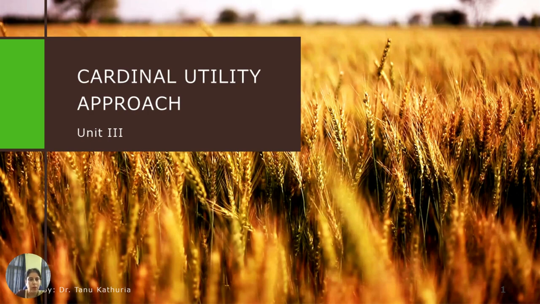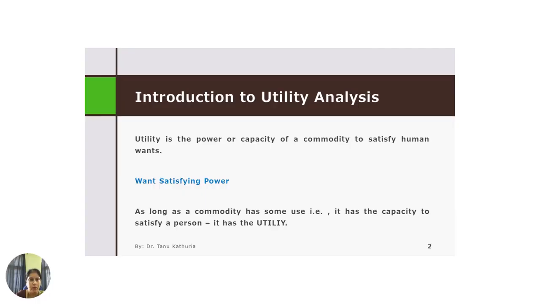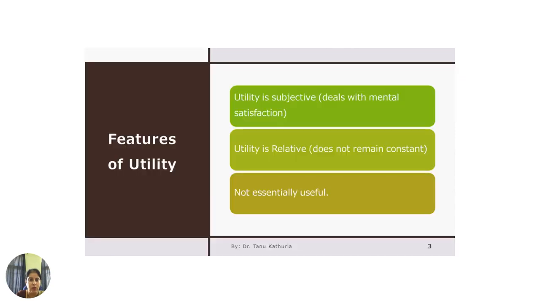Hello everyone. Today we are going to study the cardinal utility approach, another way of finding out how we calculate utility. In the introduction of this concept, let me introduce you to the concept of utility. Utility is the power or the capacity of a commodity to satisfy human wants. So we can say it's the want-satisfying power. But can we actually measure it? Can we actually see how satisfied I am? That's the whole concept we are going to study in this unit.